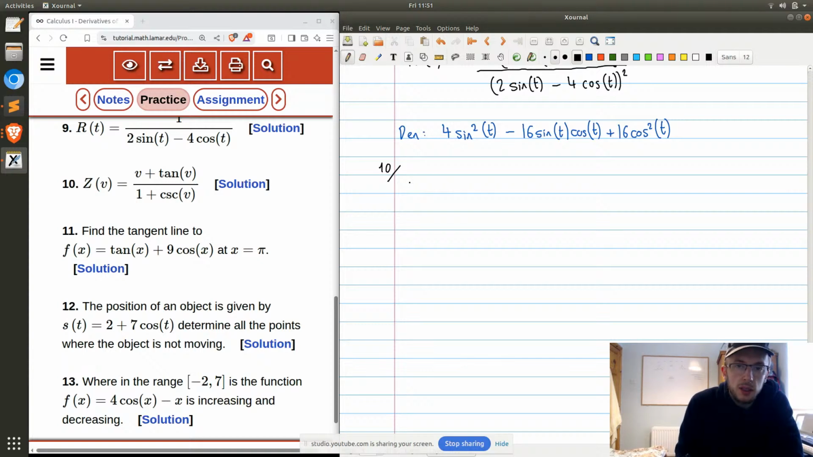Okay, quotient rule. F prime g, so derivative of that is 1 plus sec squared v.